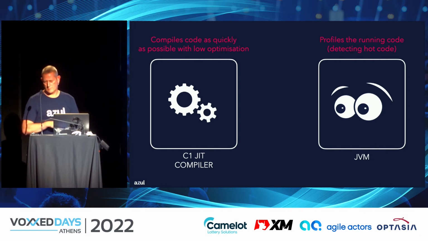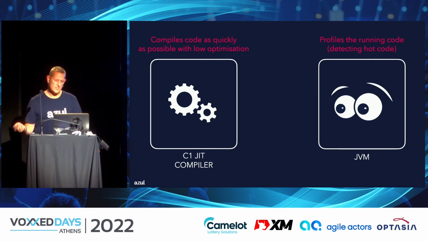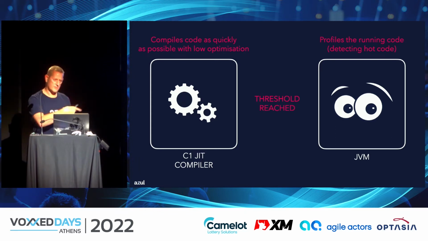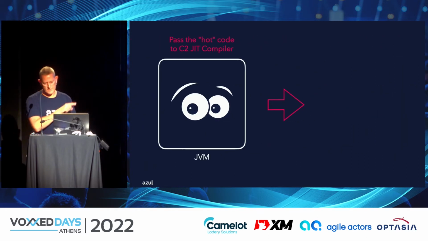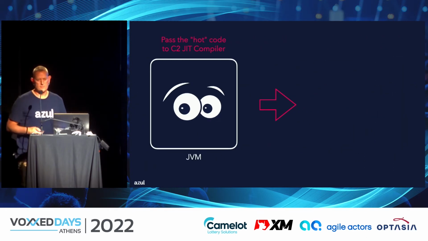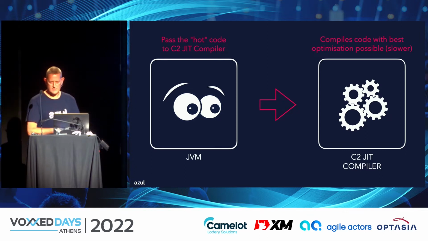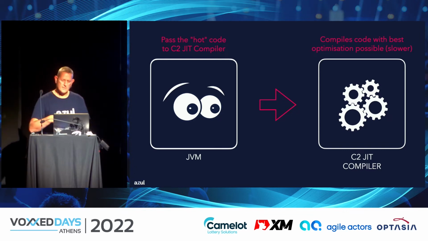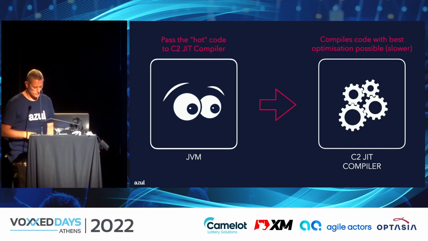And then again, this compiled code from C1 is running, and again the JVM is watching that and counting how often specific parts of the code have been called. And if another threshold is reached, it will take this code and forward it then to the C2 compiler. The C2 compiler is much more complex than the C1, and it takes longer to compile the code, but it does a lot of optimizations to it and creates really good code, or let's say fast code in the end, right?